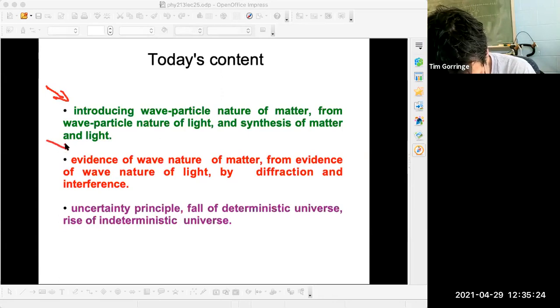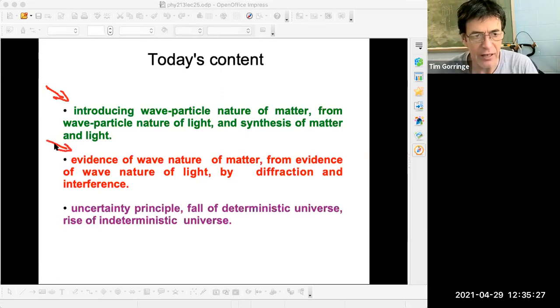Then I'm going to move on and show you some evidence for the wave nature of matter, because that's unexpected. And I'm going to draw that evidence from when we looked at the wave nature of light, which is now familiar. And the indication of the wave nature of matter, like the indication of the wave nature of light, was due to effects that are wave properties. They are what we call diffraction, they are what we call interference. So we'll talk about diffraction of matter waves, interference of matter waves.